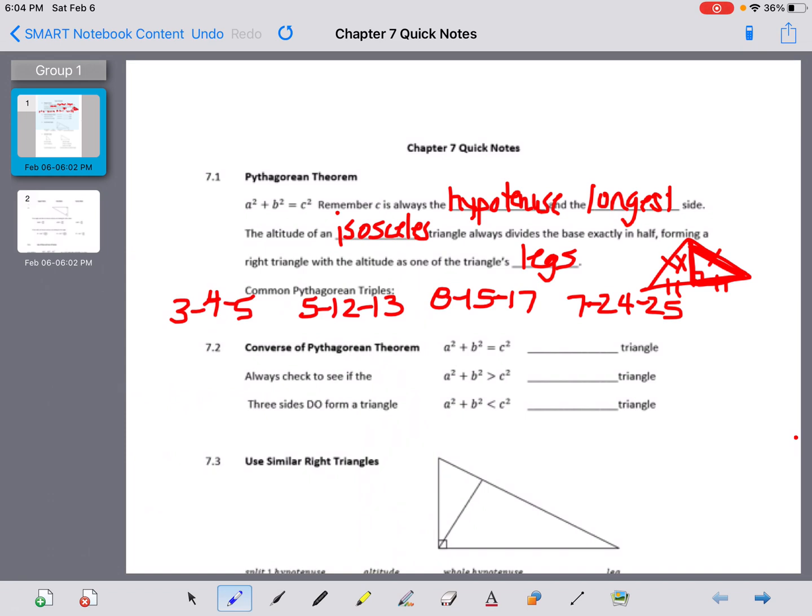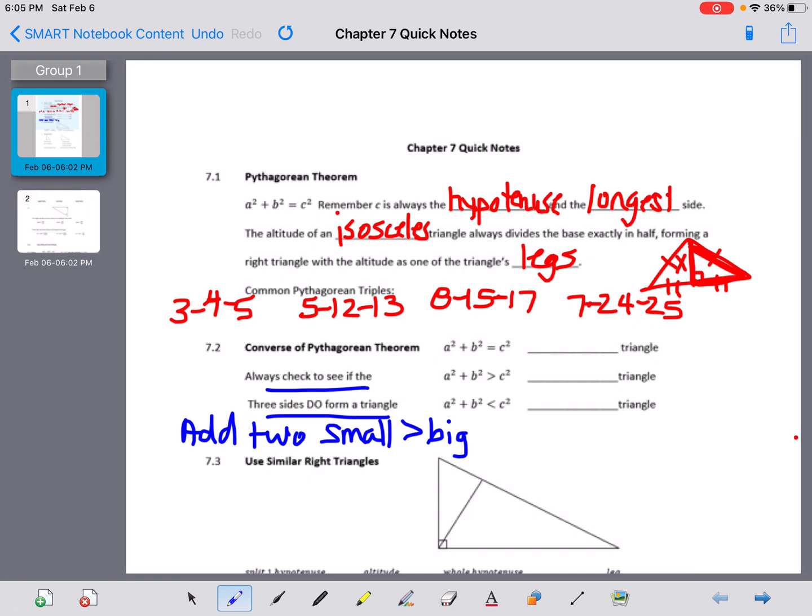7.2 is the converse. It says, wait, maybe not everything's a right triangle. Always check first to see if the sides do form a triangle. So we're going to add the two small, and it needs to be bigger than the big. When you add the two small, it needs to be bigger than the big. It cannot equal the big. It has to be bigger than the big.